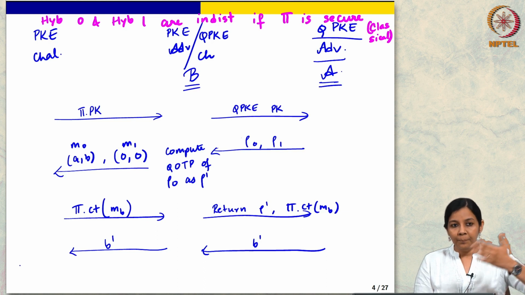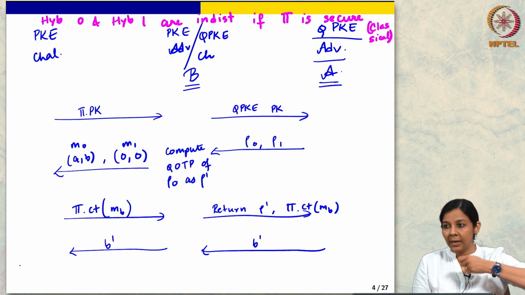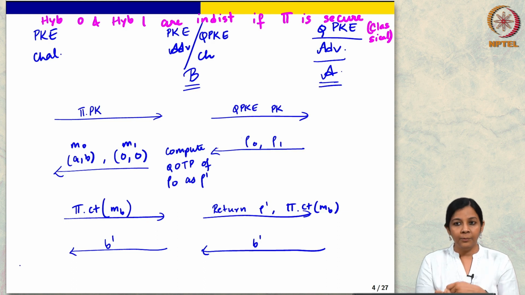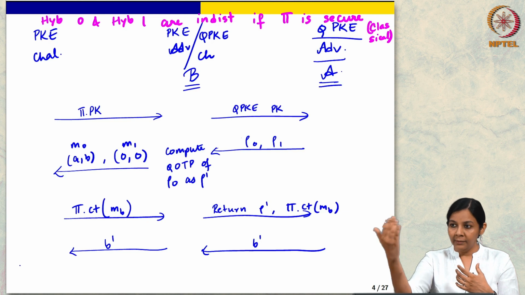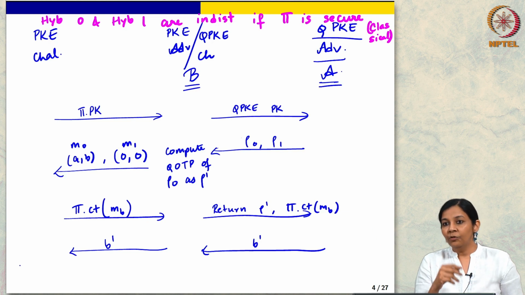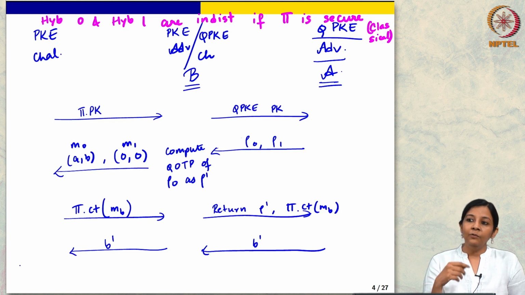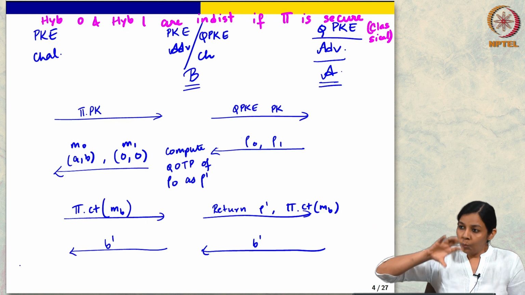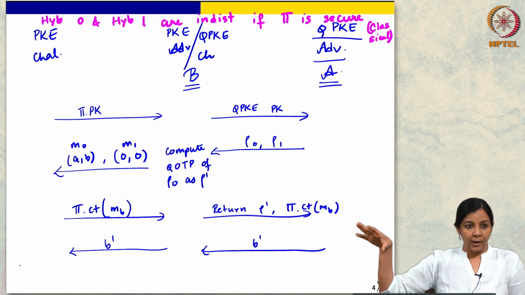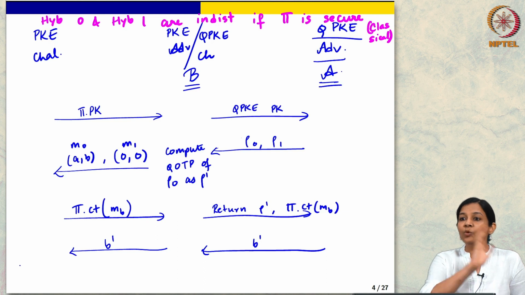I can play with the PKE challenger, and whatever the PKE challenger gives me, either an encryption of AB or an encryption of 0 0, I can use them to now generate a ciphertext for either hybrid 0 or hybrid 1. So, the reason I could do this was that I was able to argue that anybody who distinguishes between hybrid 0 and hybrid 1 can be used to break the security of pi. I was able to prove this.